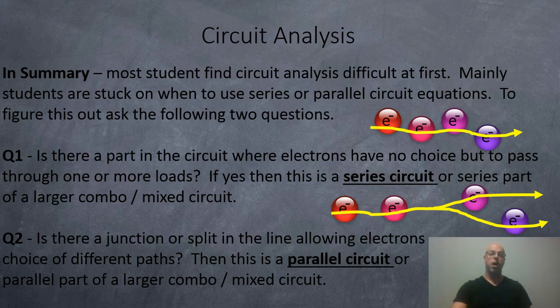Okay, so in summary, most students do find circuit analysis difficult at first. Mainly students are stuck on when to use a series or a parallel circuit formula or equation. So to figure this out, you just have to ask yourself two questions. Is there a part in the circuit where the electrons have no choice, but they have to pass through one or more loads? If yes, then this is a series circuit or a series part of a larger combo mixed circuit. Question 2, is there a junction or a split in the line allowing electrons to flow in different paths? Then this is a parallel circuit or a parallel part of a larger combo mixed circuit.